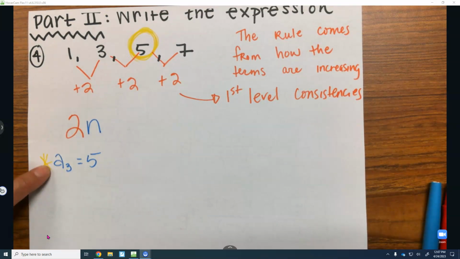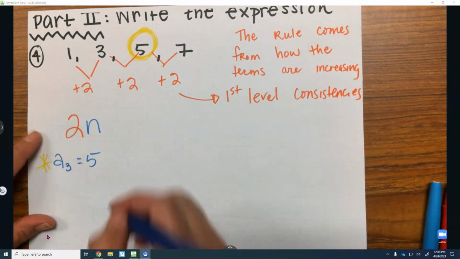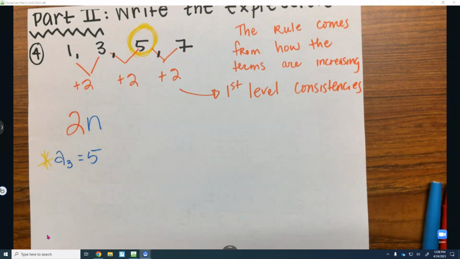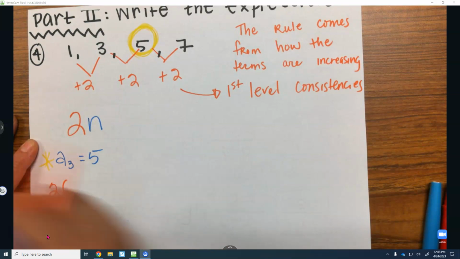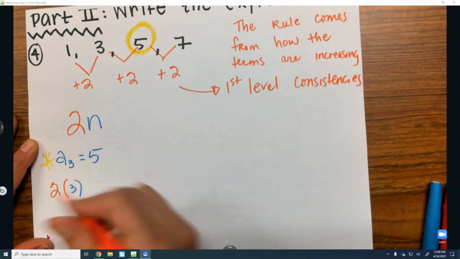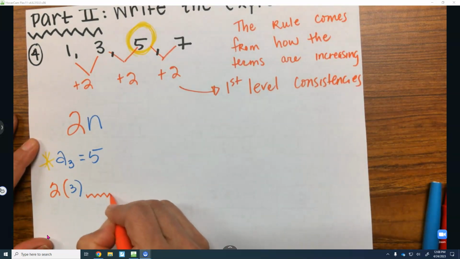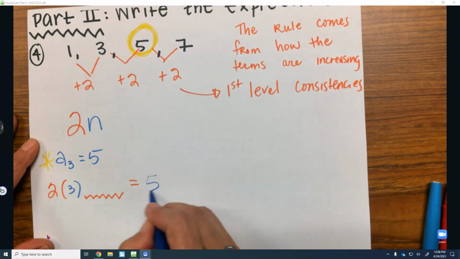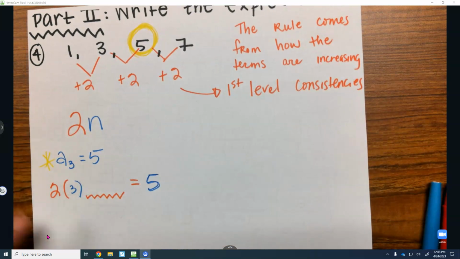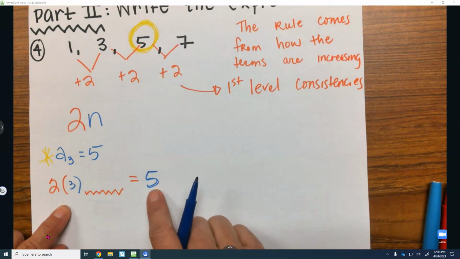I'm going to use this information and plug it into this rule. So it is going to be 2 times 3. And then you always need to adjust something to make this a true number sentence. Y'all, 2 times 3 is 6. So what am I going to do to turn it into a 5?